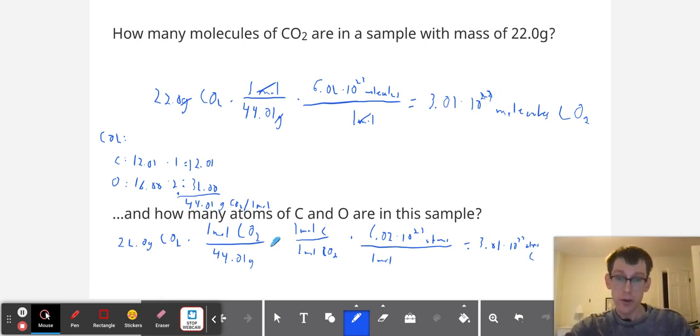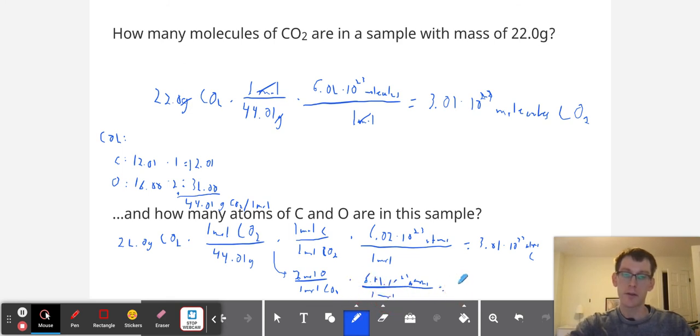So from here, I also could say that instead of multiplying by 1 mole of carbon per mole of carbon dioxide, we could say that there are 2 moles of oxygen for every 1 mole of CO2, carbon dioxide. And from here, we could also multiply it by Avogadro's number, 6.02 times 10 to the 23rd atoms for every 1 mole. And this comes out to 6.02 times 10 to the 23rd atoms of O. And there we are.